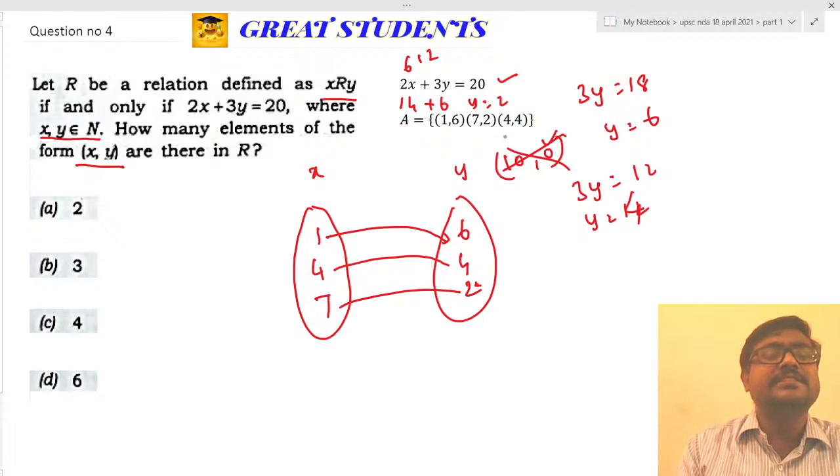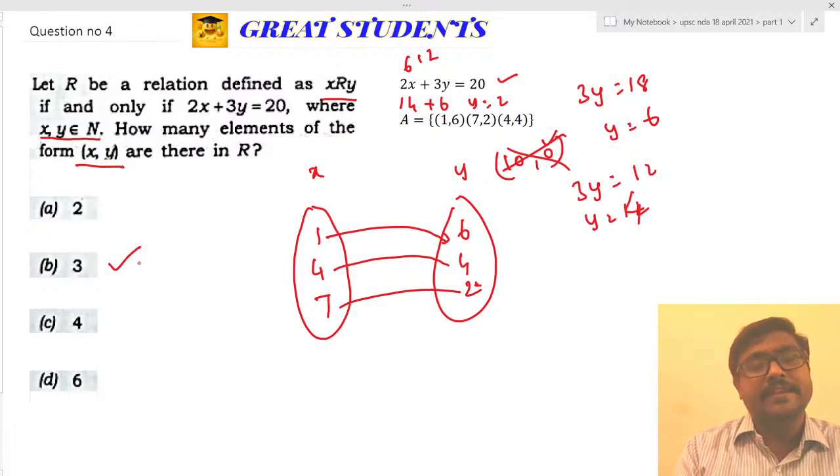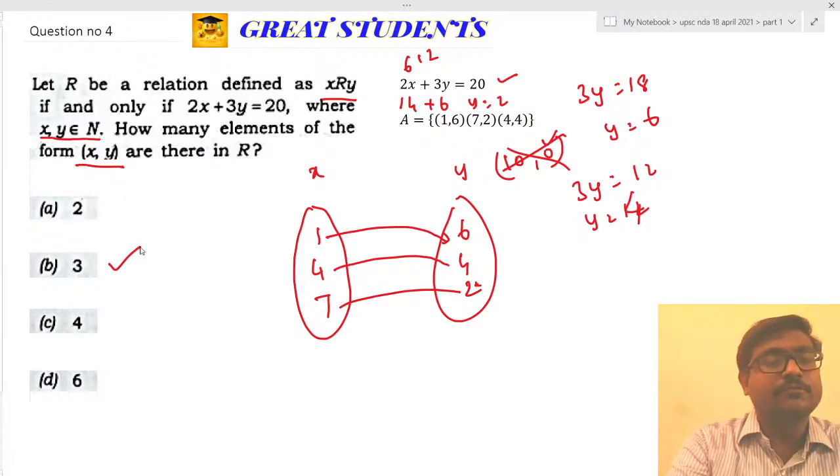So only 3 sets satisfy 2x plus 3y equal to 20 as well as x comma y belonging to natural numbers. So we have to choose option B as the right answer. There are 3 elements in x comma y format, right? So option B is the right answer. Next we will move on to the fourth question.